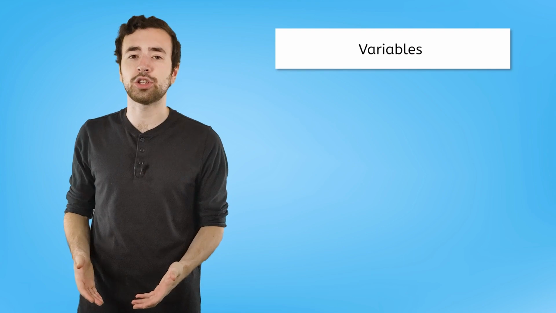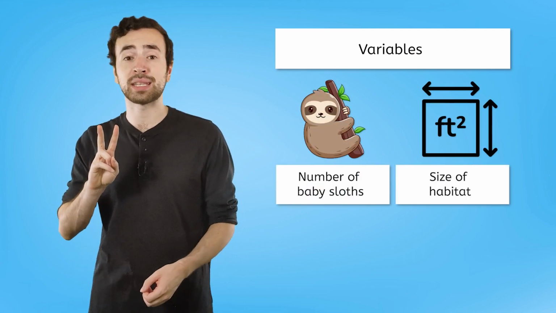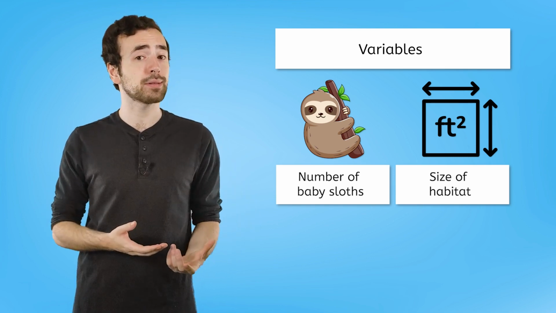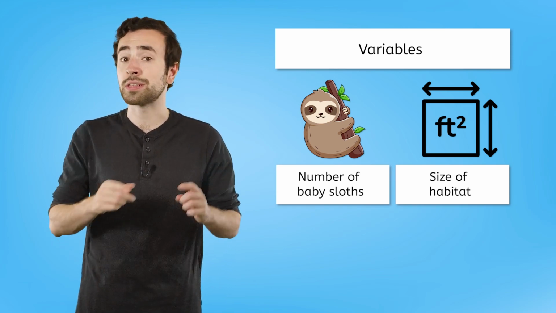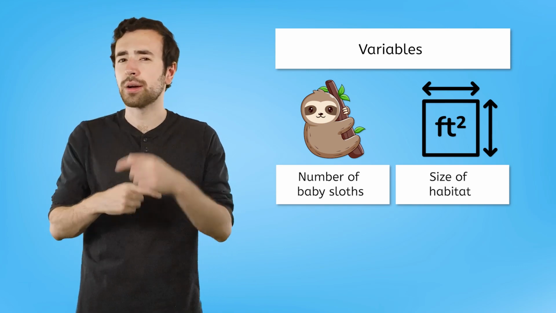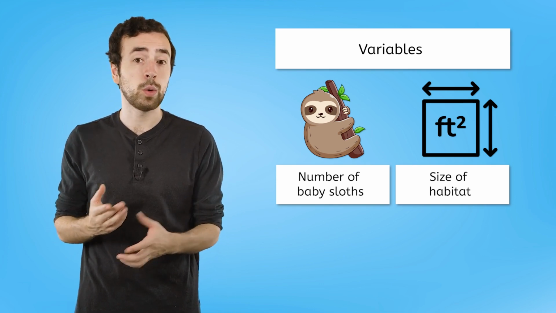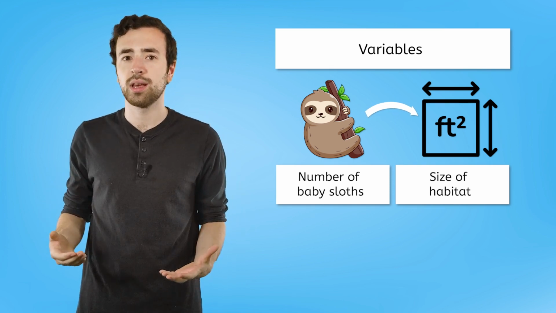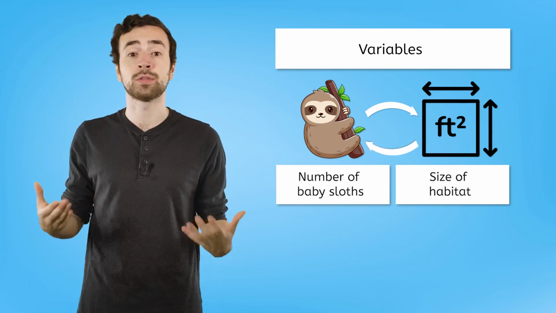The two things that can change are how many babies the sloths have and how big the habitat is. And which of these is independent and which is dependent? Remember, the independent variable changes on its own, while the dependent variable changes because something else happens. Well, the habitat has to get bigger if there are more baby sloths. So the size of the habitat is dependent on the number of sloths.